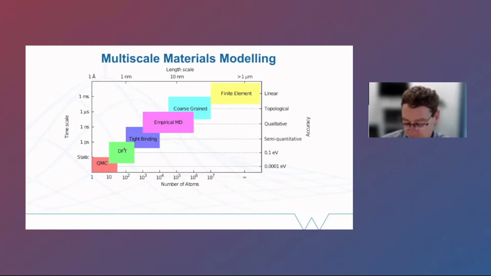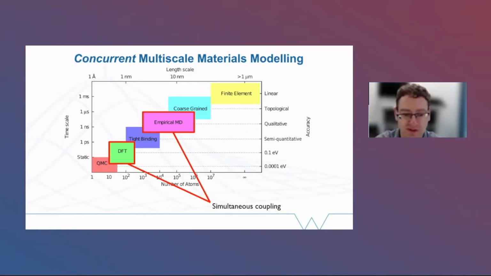And a lot of work has been done to try to push up the accessible length and timescales by using slightly more approximate techniques. For example, tight binding, I'll talk a bit about that later on, or empirical molecular dynamics calculations. What I want to talk about first of all is something I've been involved in for quite a few years, which is to concurrently couple techniques. So to use a small region of the system treated with high precision and embed that within the rest of the system described classically with a more approximate technique.